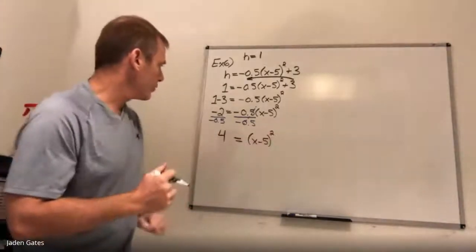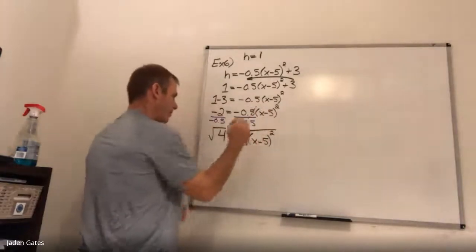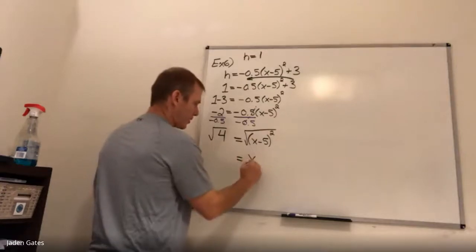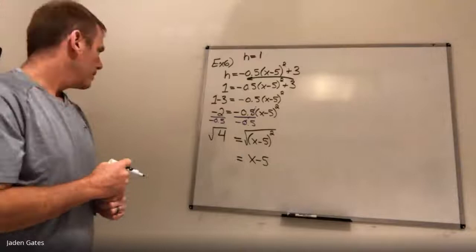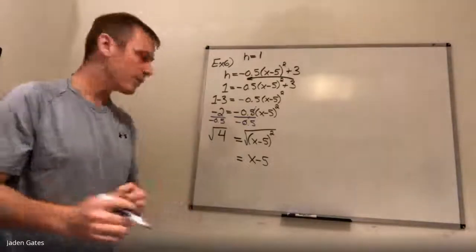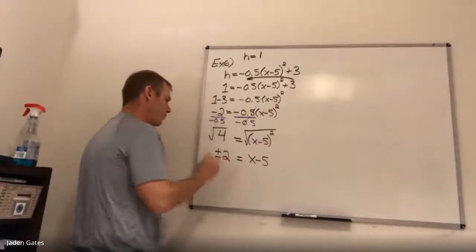Next up, we got to get rid of the little 2. So I am going to square root both sides. All right, and again, when you square root the little exponent 2, that gets rid of it. So I just have an x minus 5 on that one side. All right, and again, the square root of 4 is plus or minus 2. You get 2 answers, because negative 2 times negative 2 will give you 4.